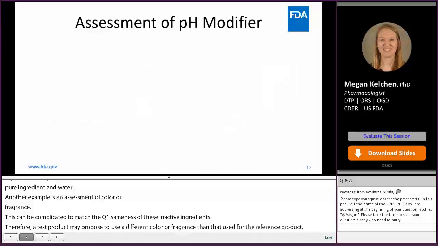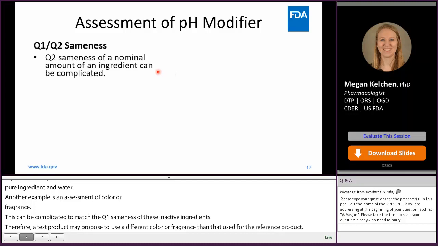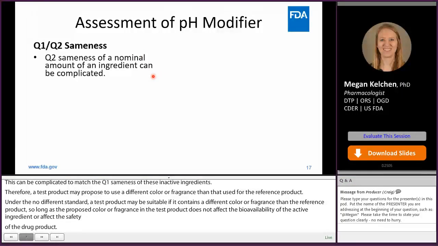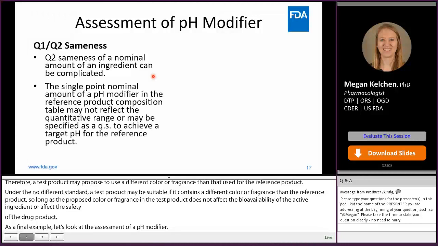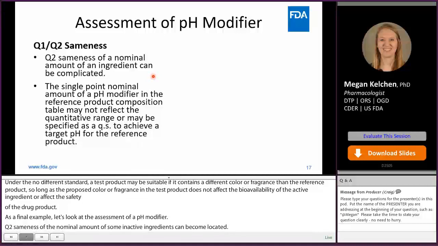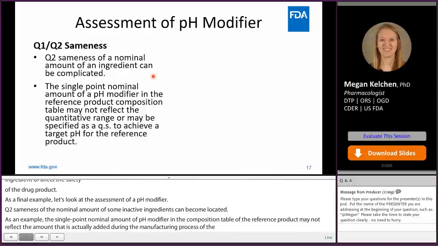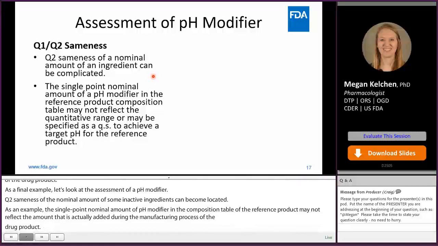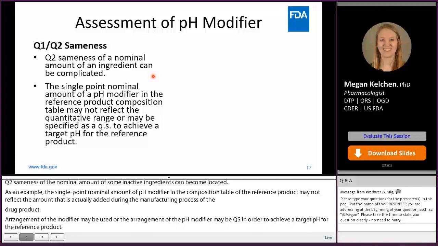As a final example, let's look at the assessment of a pH modifier. Q2 sameness of the nominal amount of some inactive ingredients can be complicated. As an example, the single point nominal amount of pH modifier in the composition table of the reference product may not reflect the amount that is actually added during the manufacturing process of the drug product. For example, a range of the amount of pH modifier may actually be used, or the amount of a pH modifier may be QS'd in order to achieve a target pH for the reference product. And so this can be difficult for a test product to match the nominal amount of pH modifier, as the amount of this inactive ingredient can vary from batch to batch of the reference product.